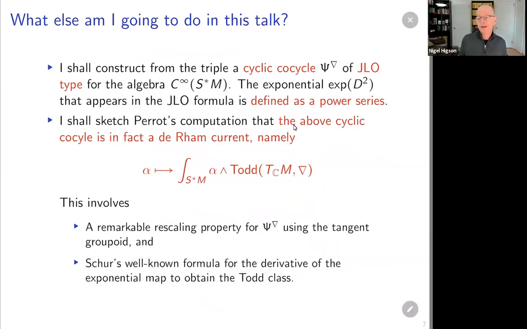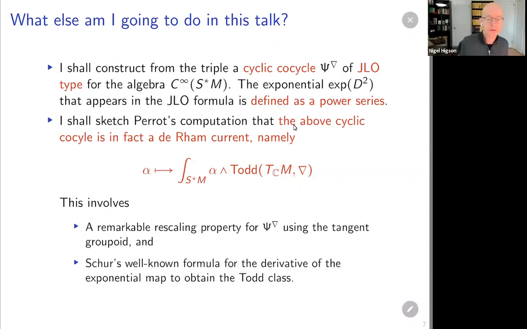So as soon as you have this data, it's sort of natural to try to write down some kind of JLO cocycle, and that's exactly what Perrot did and what I'll try to discuss very briefly. The cyclic part I'm actually not going to say too much about in this class. And of course, in JLO, there's an exponential. You take D and you square it and you exponentiate it, and that's a crucial ingredient. And here we're going to do that just by taking the formal power series for the exponential function. No functional calculus whatsoever.